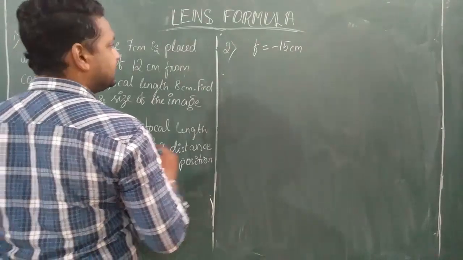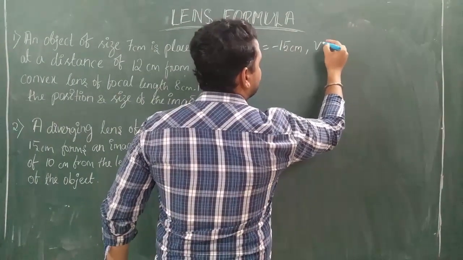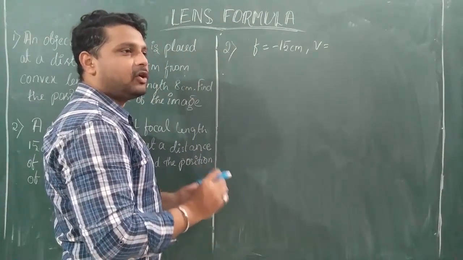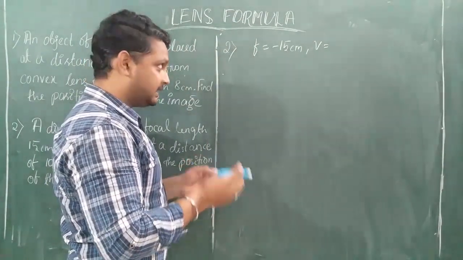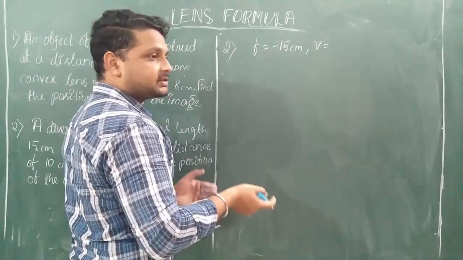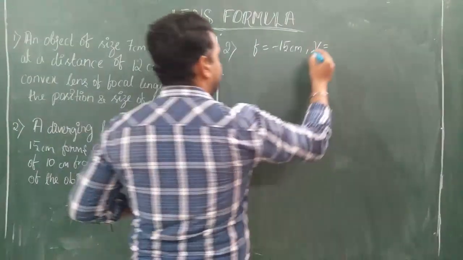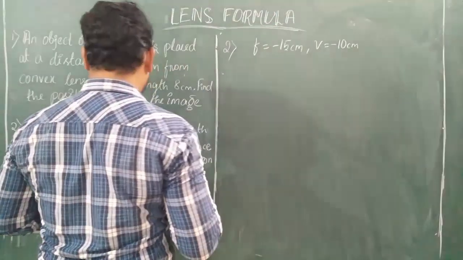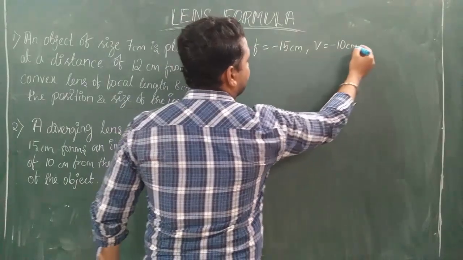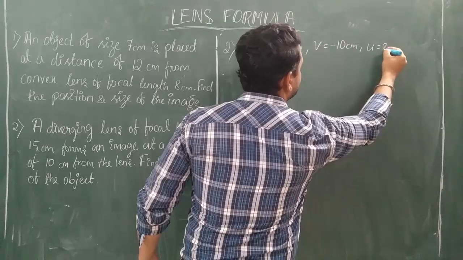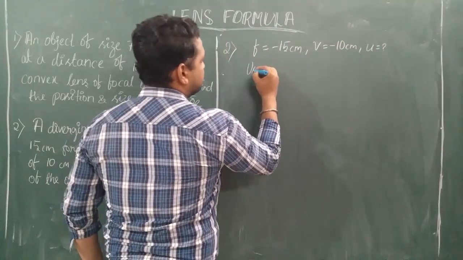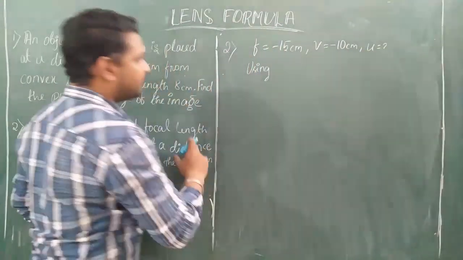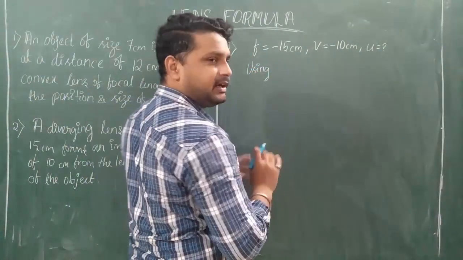Image distance is given to be 10 centimeter, V. As you know, in case of a concave lens, the image formed is always virtual. So the image distance in this case will be negative. So how much? Minus 10 centimeters. So what do you have to find? You have to find the object distance. So if you understand this much, if you can derive it from the question, the next is quite easy.